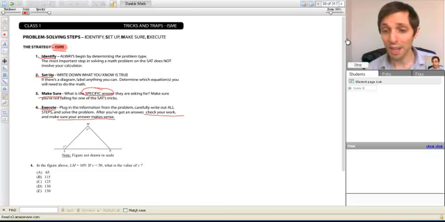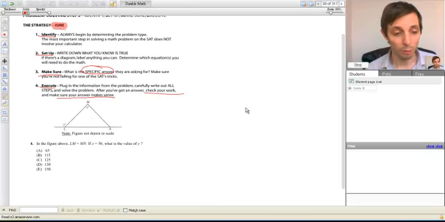So let's apply that to a practice problem. Number 4. In the figure above, LM equals MN. If x equals 50, what is the value of y? Well, the first thing we want to do is identify, right?